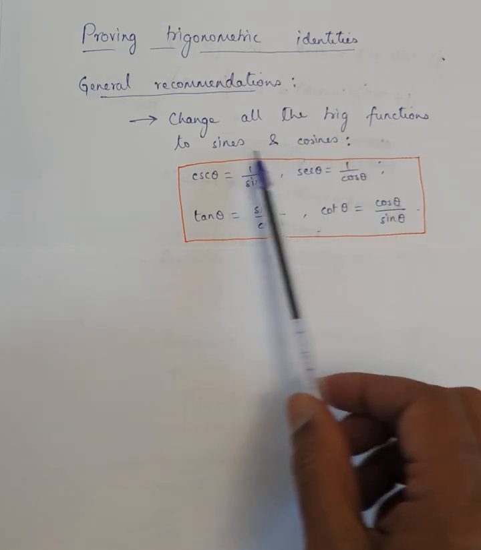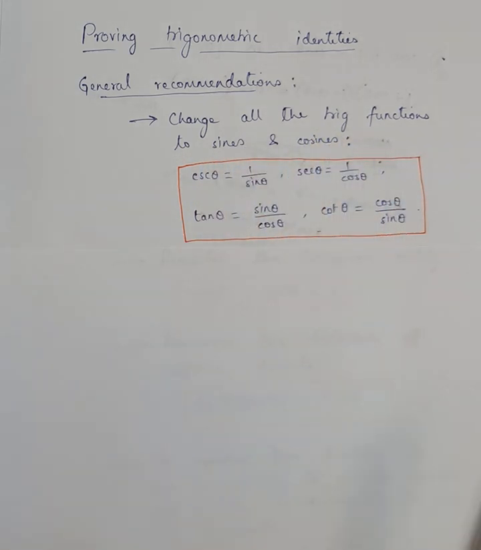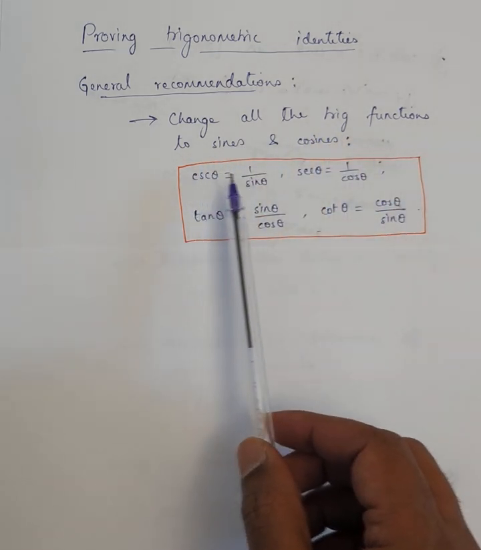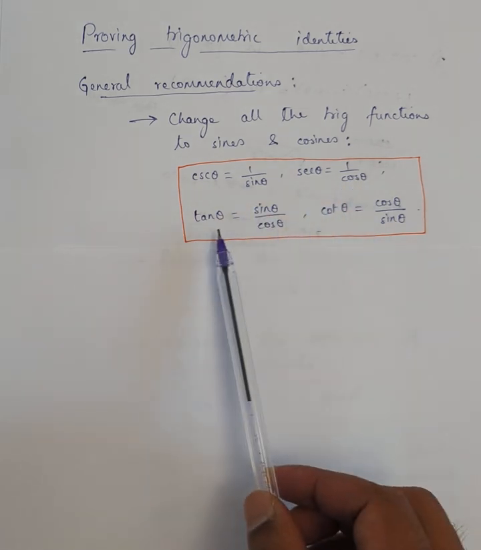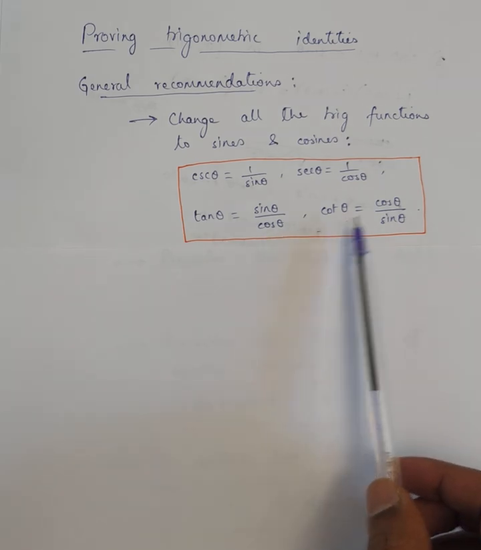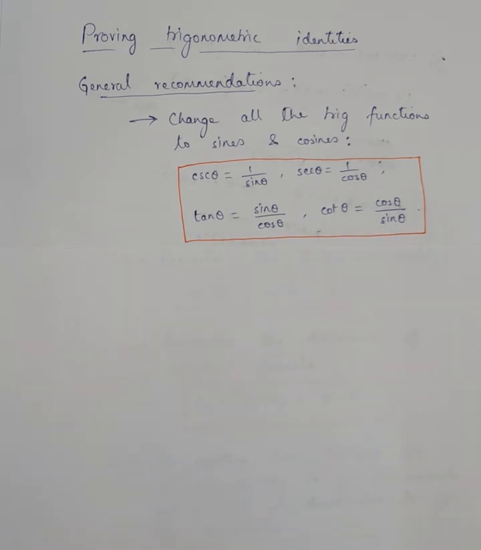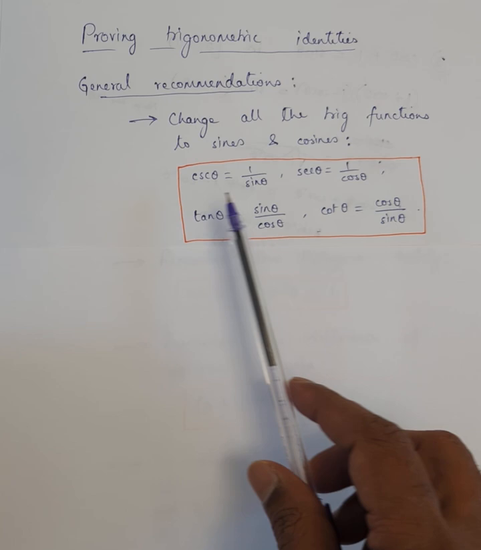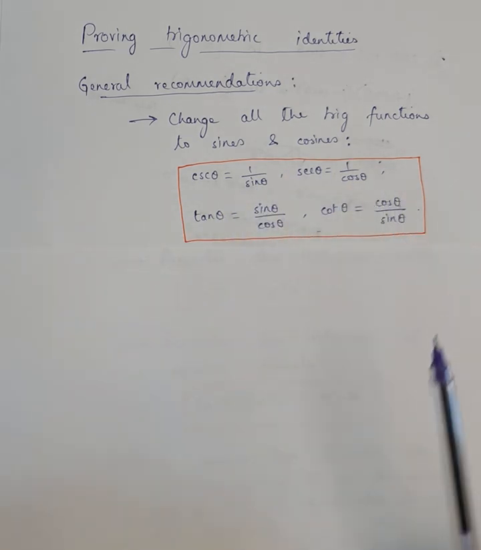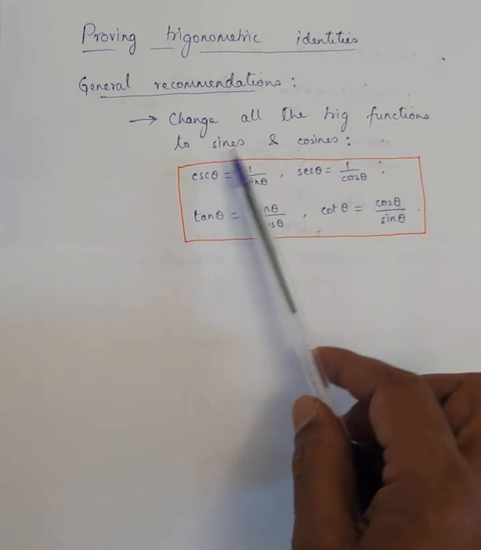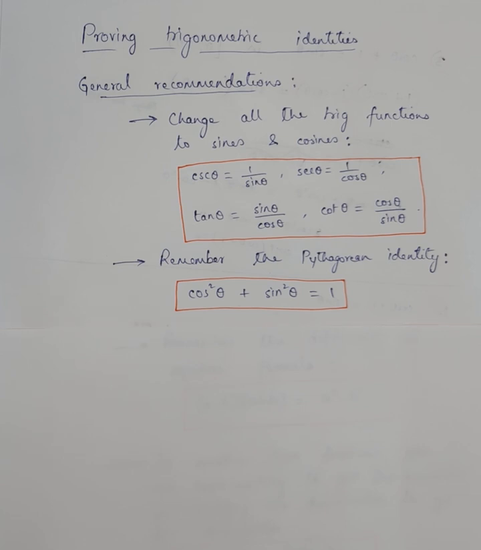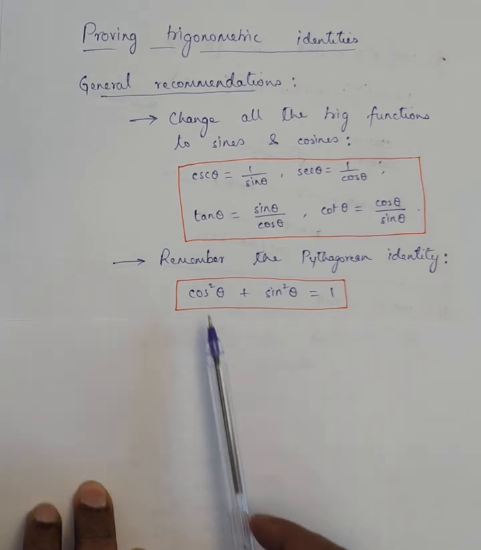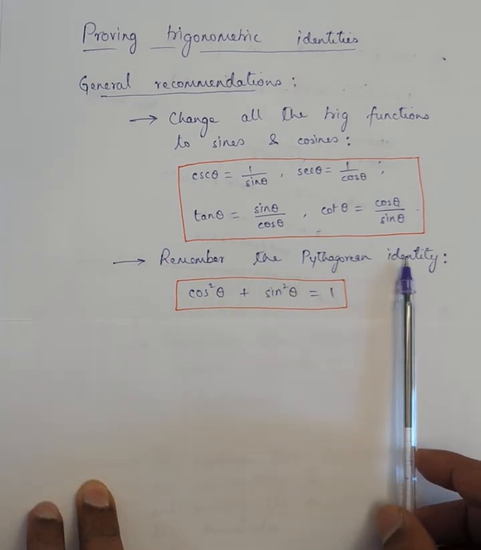Change all the trig functions to sines and cosines. So if you see cosecant, then write it as 1 over sine. Secant is 1 over cosine. Tan is sine over cosine, and cot is cosine over sine. And again, you don't have to always do this, but generally changing to sines and cosines will make the problem a little bit simpler.